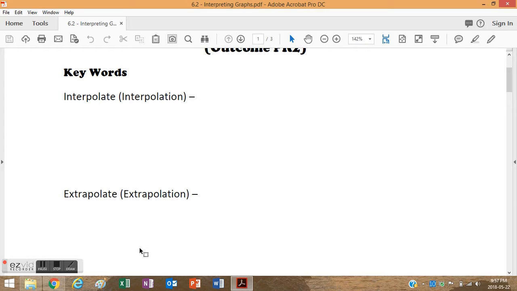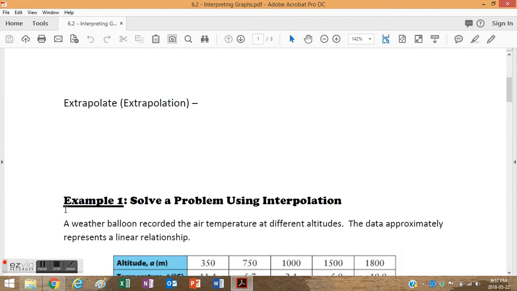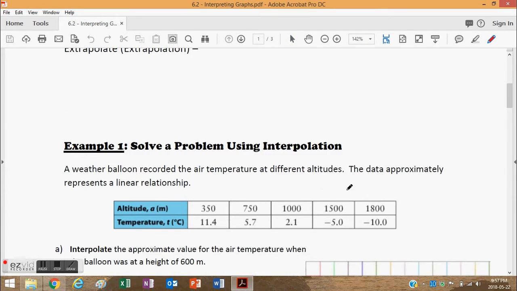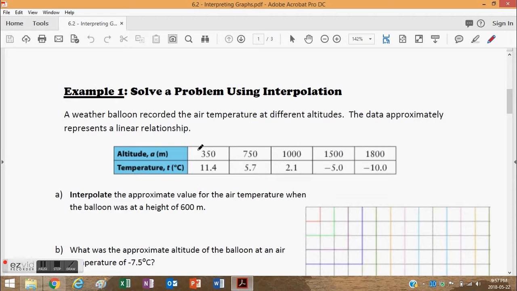Extrapolate, or the process of extrapolation, is to look at the trend on a graph, and what we're going to do is predict some value that's not actually within our data set or not within our table of values. We're going to extend the line of our graph, and use that to predict a value that's beyond our data set.